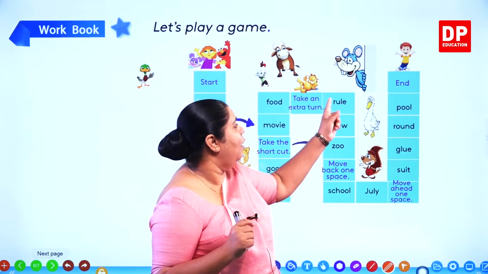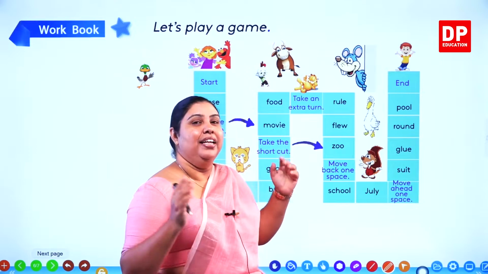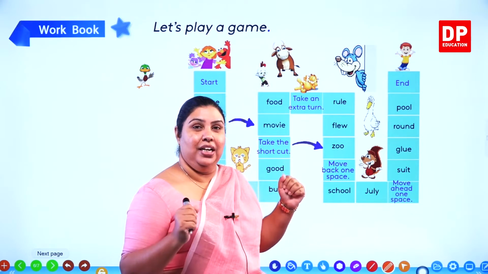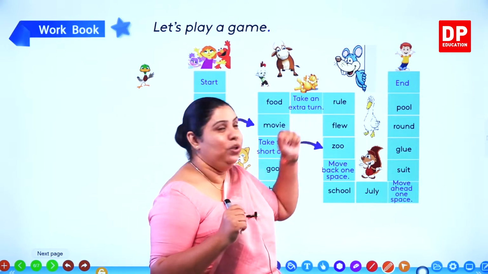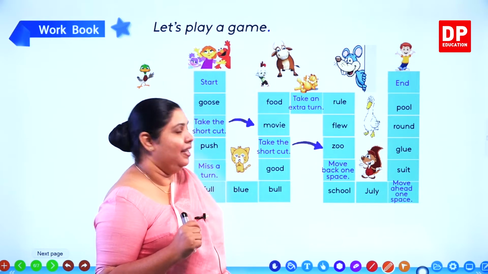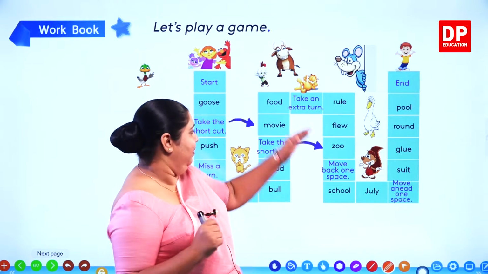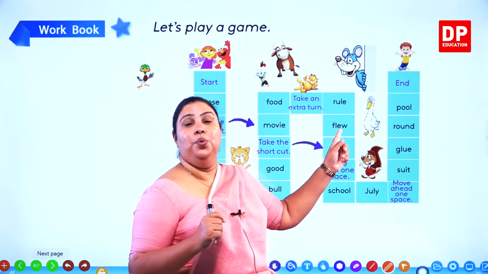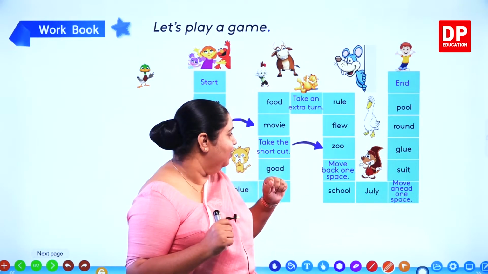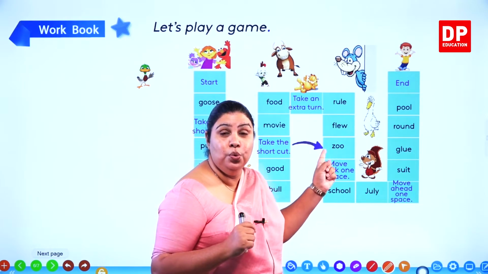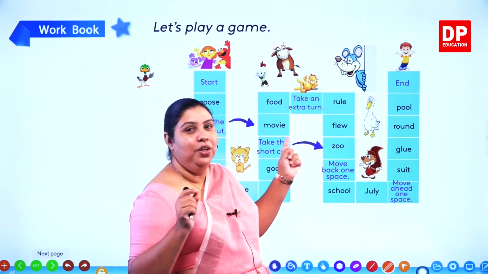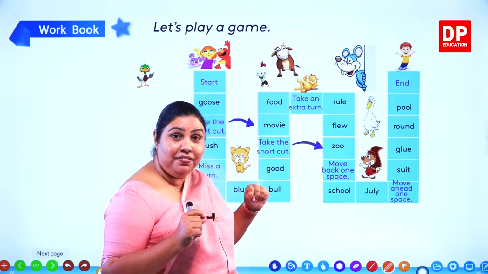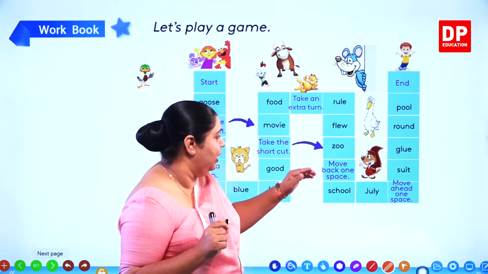After that, when we come to this square, we have the word rule. The word rule is over here. Then, after the word rule, when we come to the other square, we have the word flu. Flu. Then, we have the word zoo. Zoo. The long oo sound. Right. After that, we keep on coming.